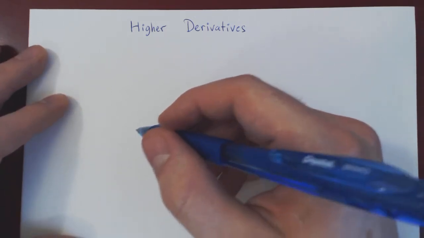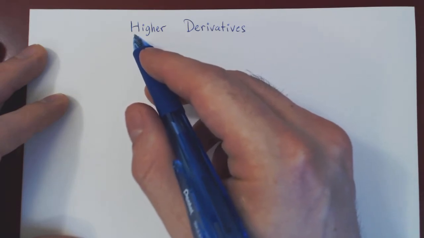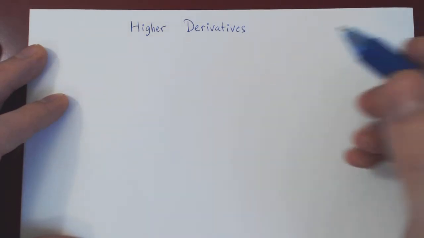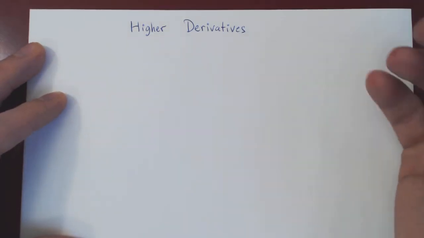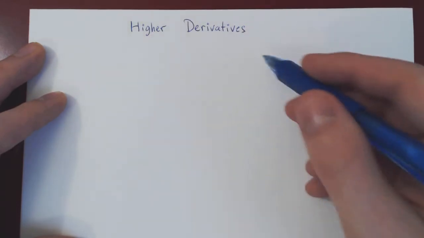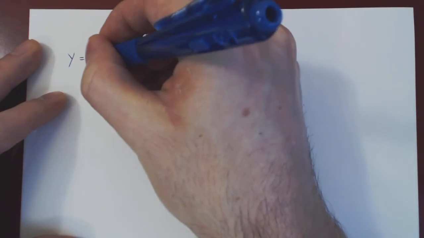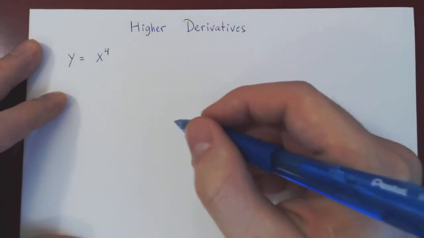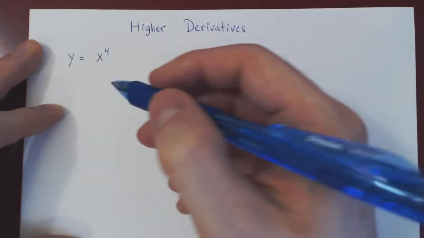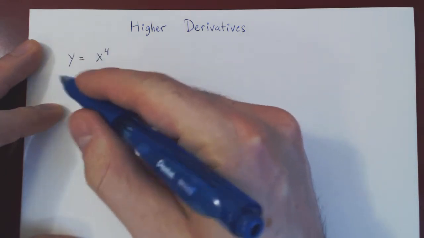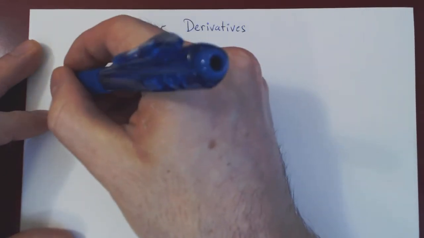Okay, so in this video, we will introduce the concept of higher derivatives. And as you'll see, the idea is very simple. So let's approach this first with an example. Consider the function y equals x to the 4. Well, y is a function of x, so we can find its derivative with respect to x.